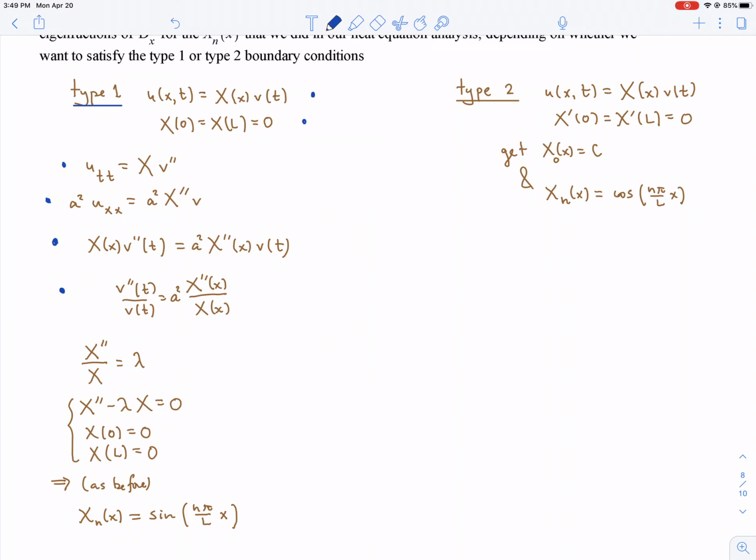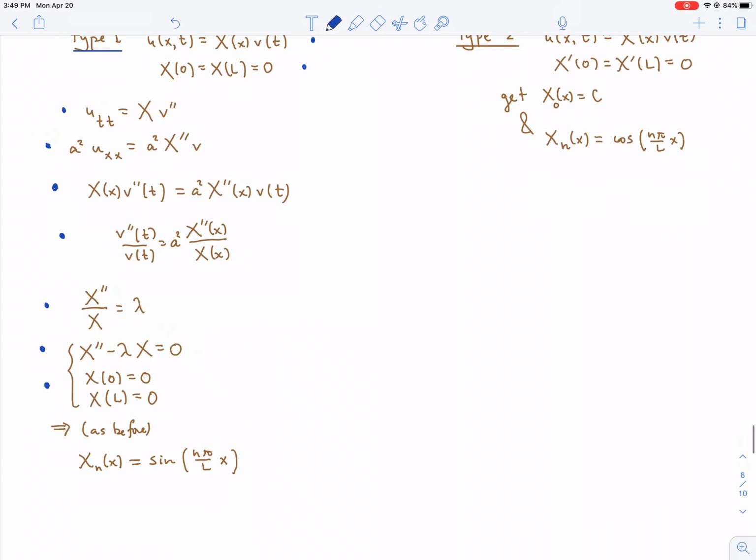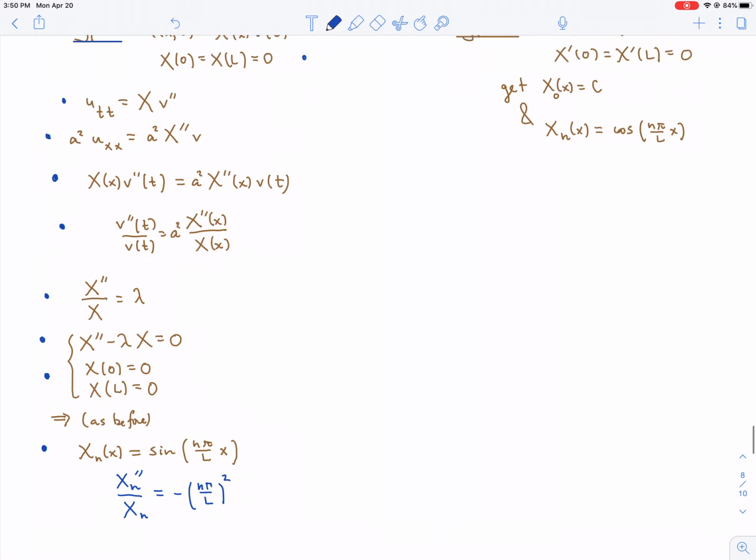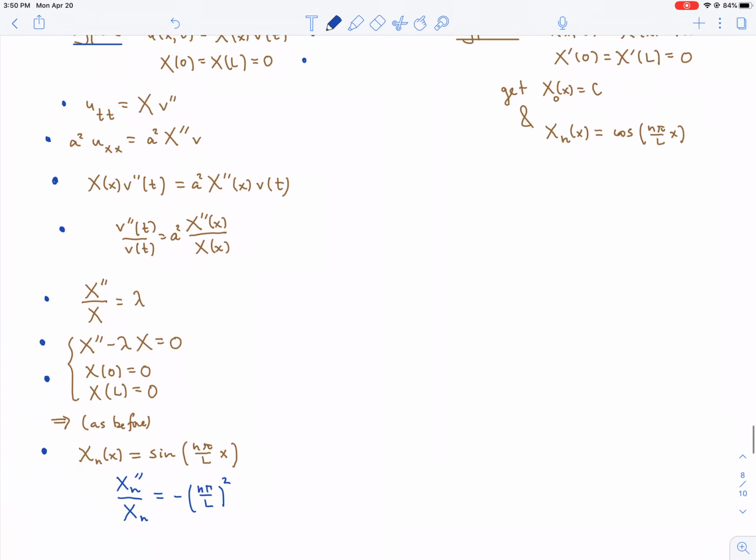If we call it lambda, we did exactly this in the heat equation, then we get the second order differential equation that we know from chapter 3. If we require capital X of 0 and capital X of L to be 0, then the minus lambdas have to turn out to be positive numbers with trig function solutions. So we get sine of n pi over L x, and this X_n double prime over X_n turns out to be, the lambda is minus (n pi over L) squared. So this is exactly the analysis that we did for the heat equation. Okay, so this is for type 1.